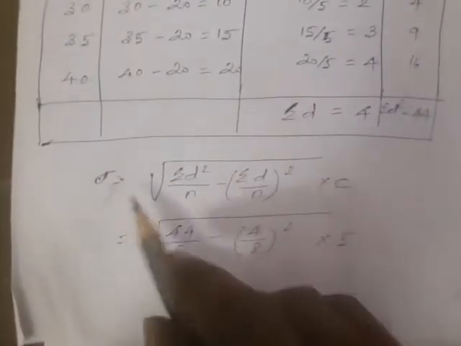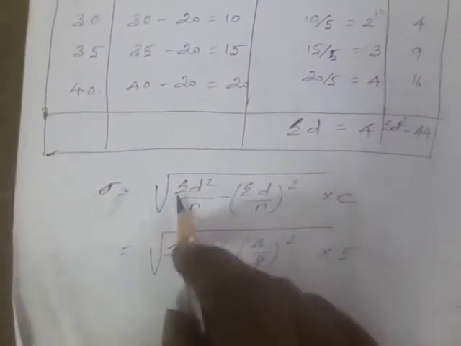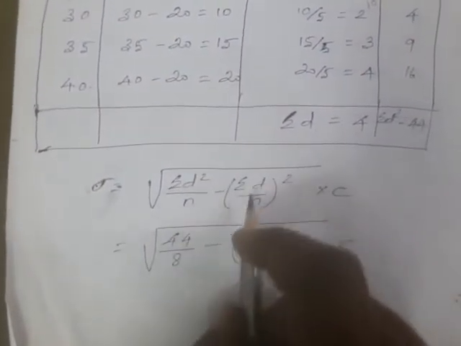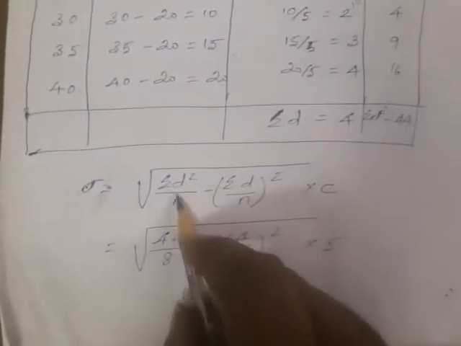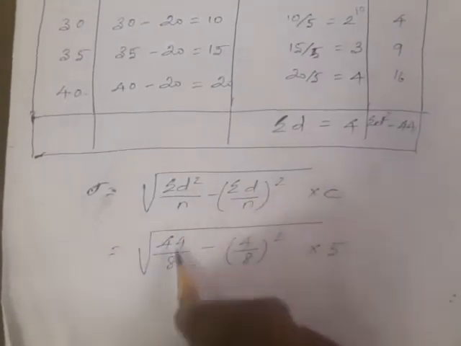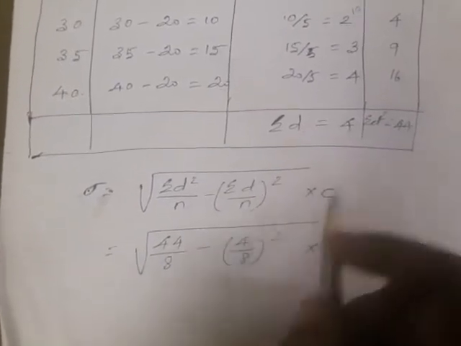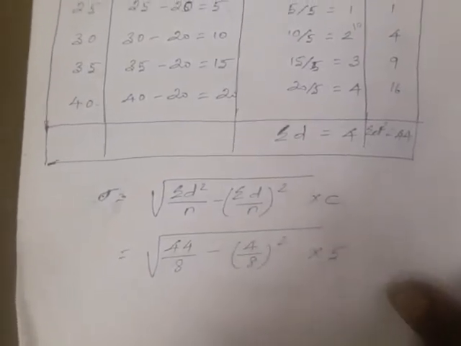I am going to apply the formula. Sigma, the standard deviation, is equal to the root of summation of d square by n minus summation of d by n the whole square, into c. The sum of d square is 44, n is 8, minus summation of d, 4, by 8, into class interval, which is 5.